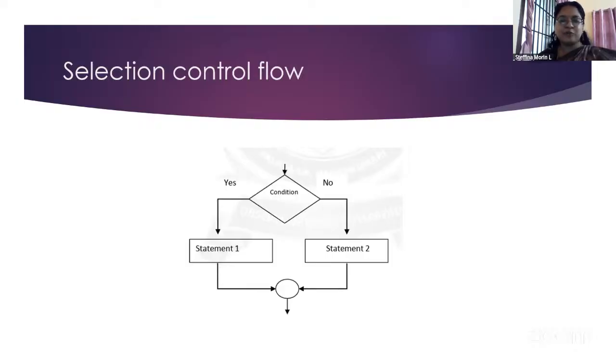Selection control flow means based upon a condition. Some problems can be solved based upon some condition. For example, you need to check whether the given number is even or odd. It is based upon the condition whether the number modulo 2 equals 0. If yes, the number is even. Otherwise, it is odd. That is the selection control flow. Based upon the condition, we can get the desirable output.